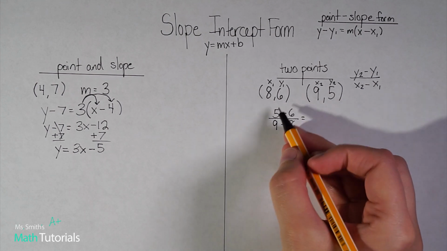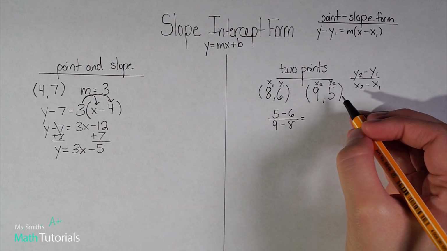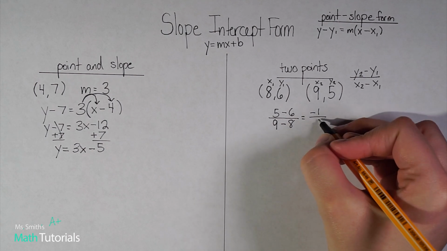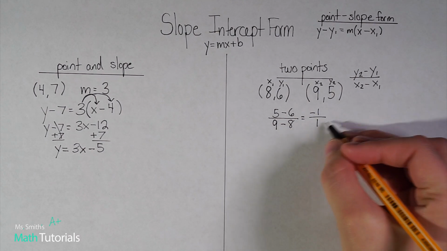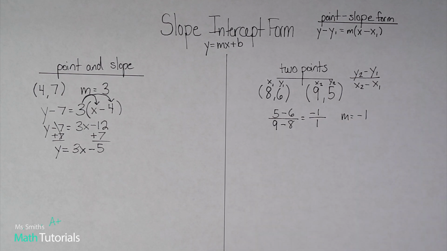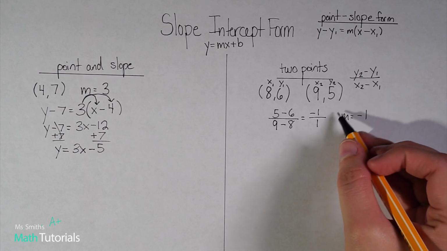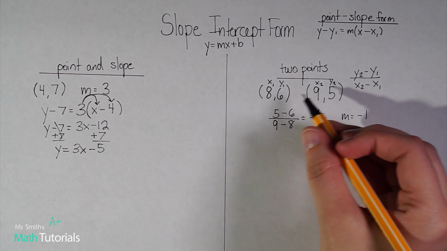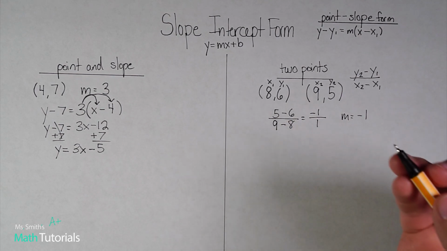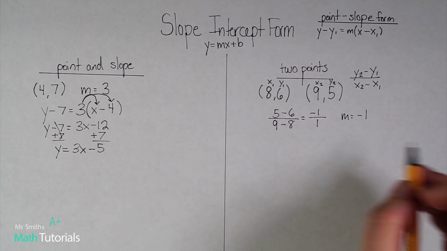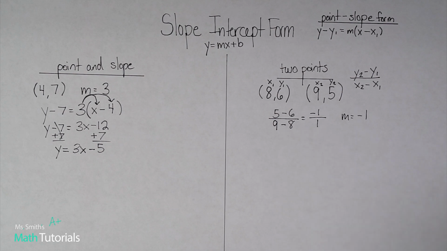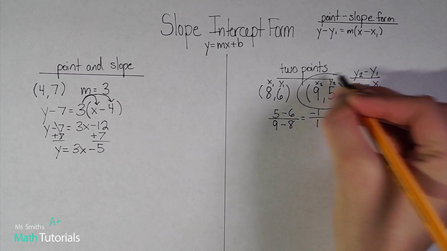So now we just need to solve this. 5 minus 6 is negative 1. And 9 minus 8 is positive 1. So reducing this, m equals negative 1. Okay, so now I have a slope and I have a point, so I can do point-slope form. Now you might say, okay, well, which point do I choose? It does not matter. You just pick one and stick with it. Whichever one you pick, you should get the same answer. So for right now, I'm just going to pick this one.